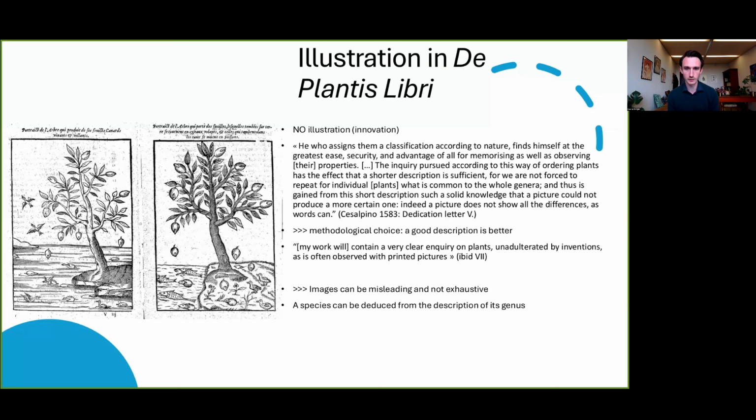When you have a good description, you can deduce the species, a single species, from the description of the genus, just adding a single. A very modern way of thinking about classification, leading to the binomial classification, for example, in Linnaeus later. Next slide, please.